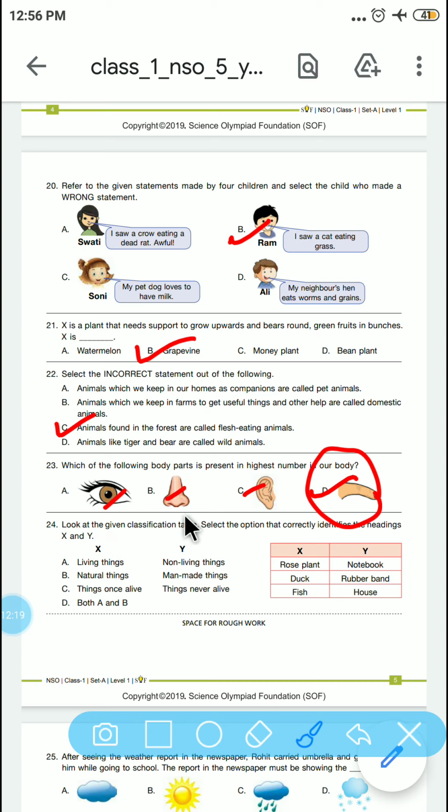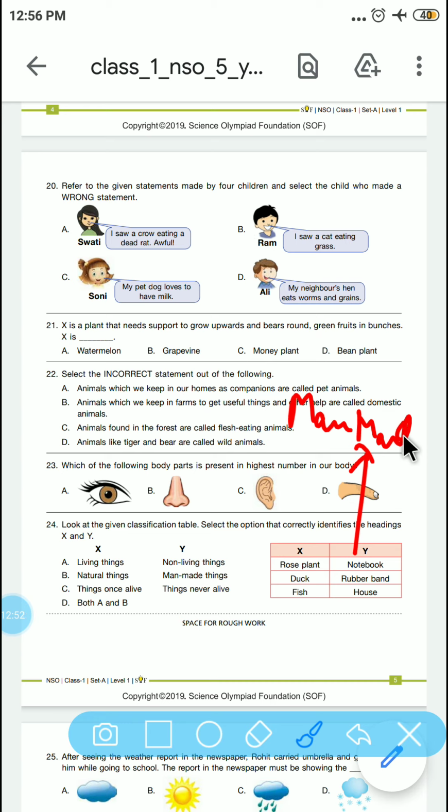Question number 24. Look at the given classification table. Select the option that correctly identifies the headings of X and Y. Rose plant, duck and fish, notebook, rubber band and houses. So here we have man-made things. Okay, consider it man-made. Wait a minute, it is man-made, and here it is natural. So let's see what it is.